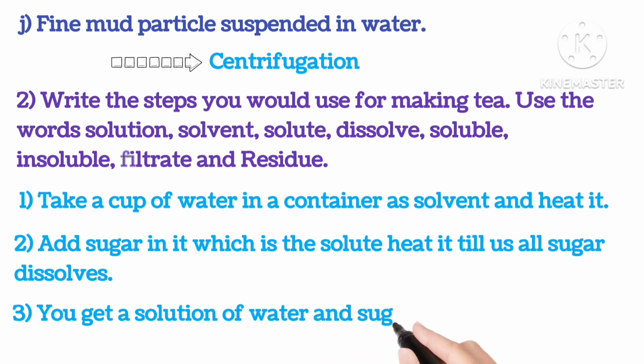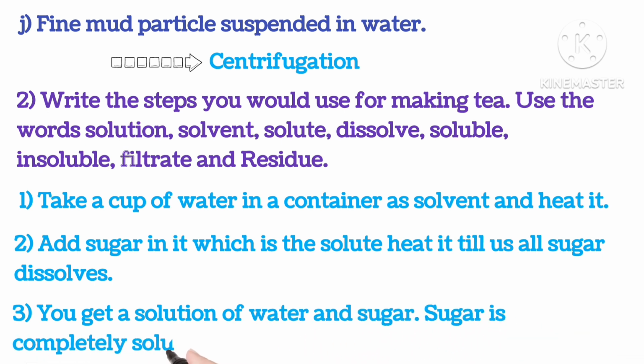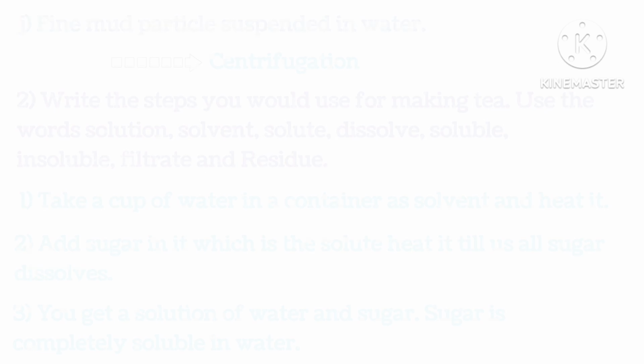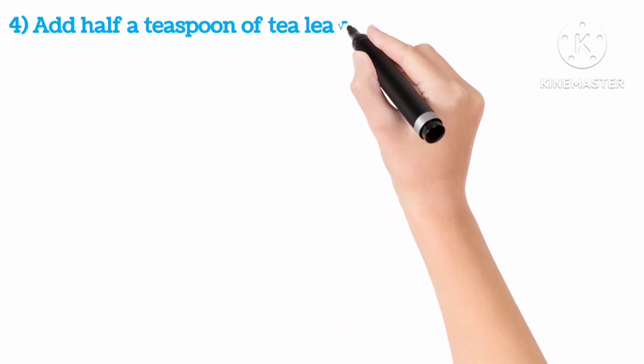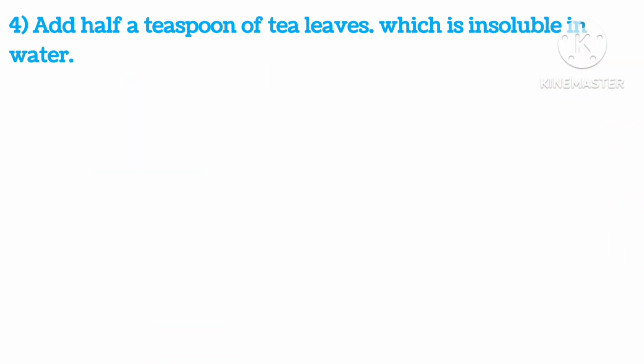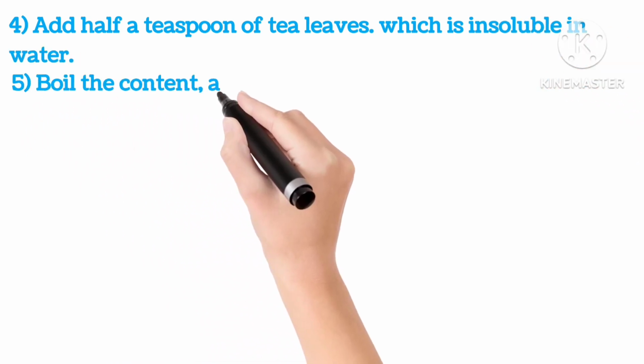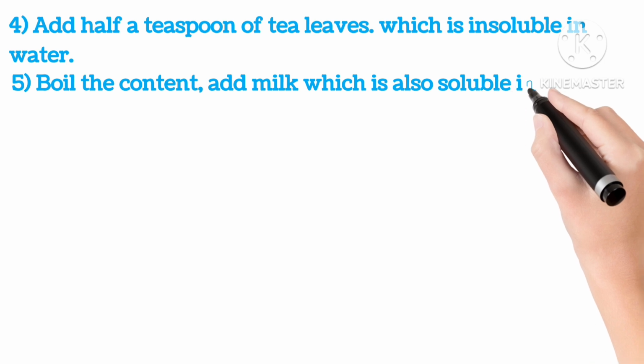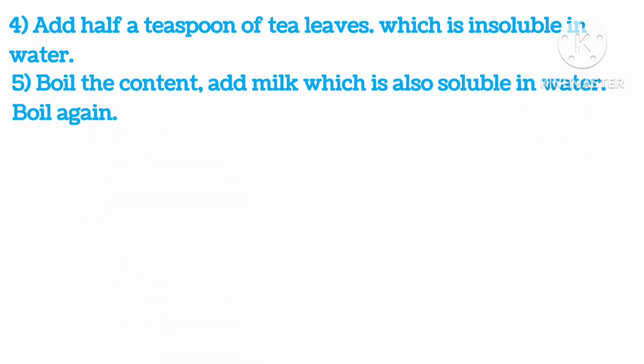You will get a solution of water and sugar. Sugar is completely soluble in water. Now add half a teaspoon of tea leaves, which are insoluble in water. Boil the content, add milk, which is also soluble in water. Boil again.